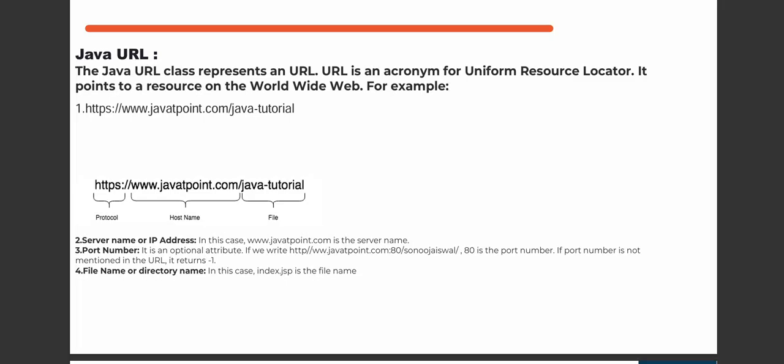If we write HTTP, the website name, then .com, then 80 is the port number. If the port number is not mentioned in the URL, it returns -1. Then at the end, we will see the file name or directory name. In this case, index.jsp is the file name.